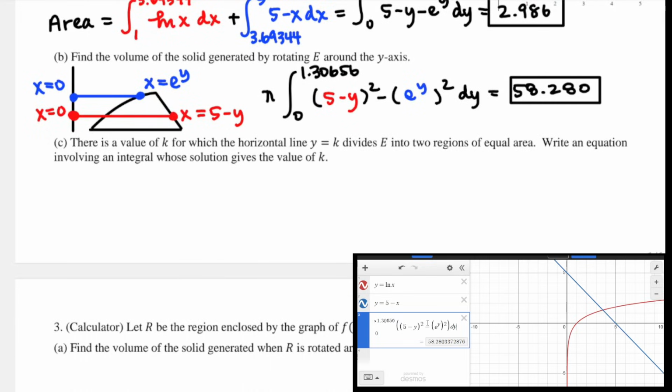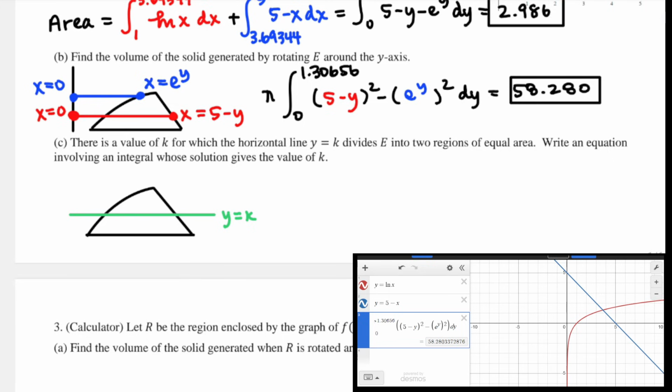Right. There is a value of k for which the horizontal line y equals k divides region R into two regions of equal area. Write an equation involving an integral whose solution gives the value of k. Right, so I'm thinking I just want to draw kind of the same sketch, curved, and then a straight line there. So kind of like that, where it's cutting it and the area above the line y equals k is equal to the area below the line y equals k.